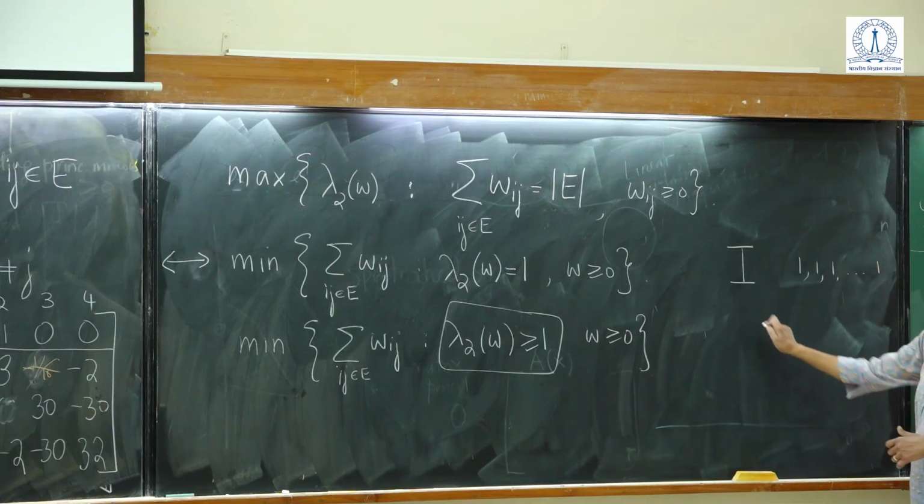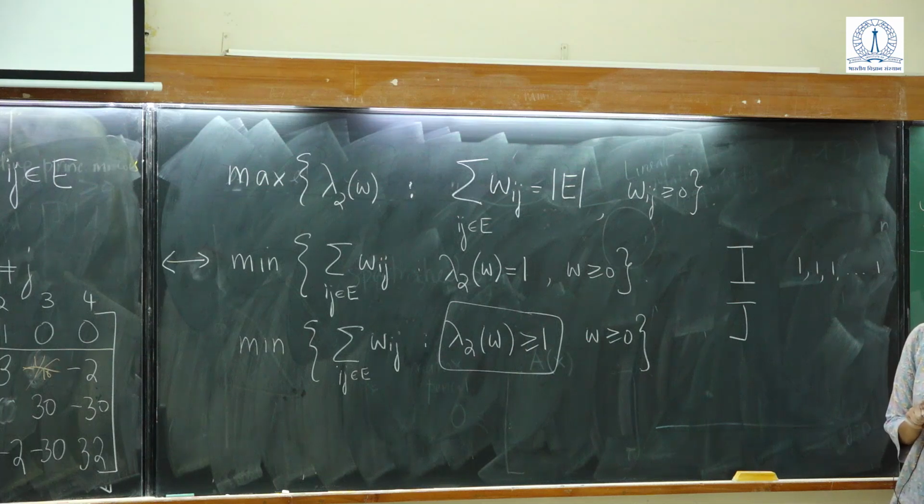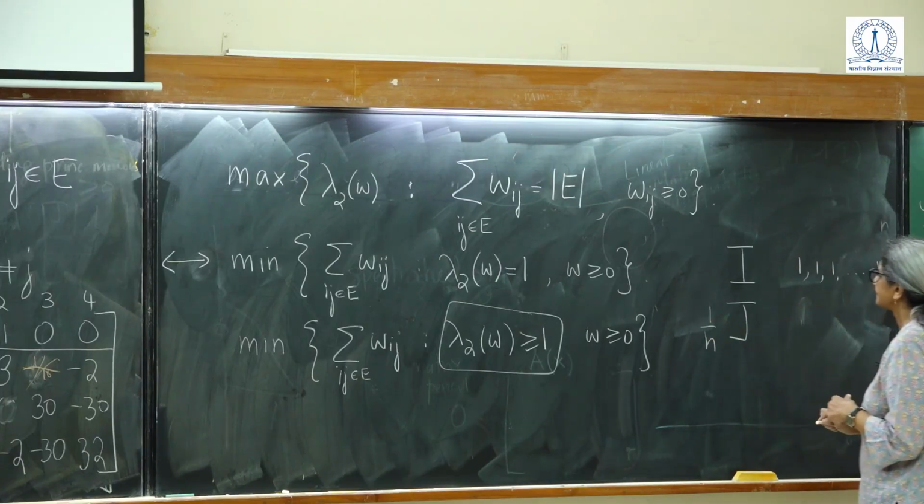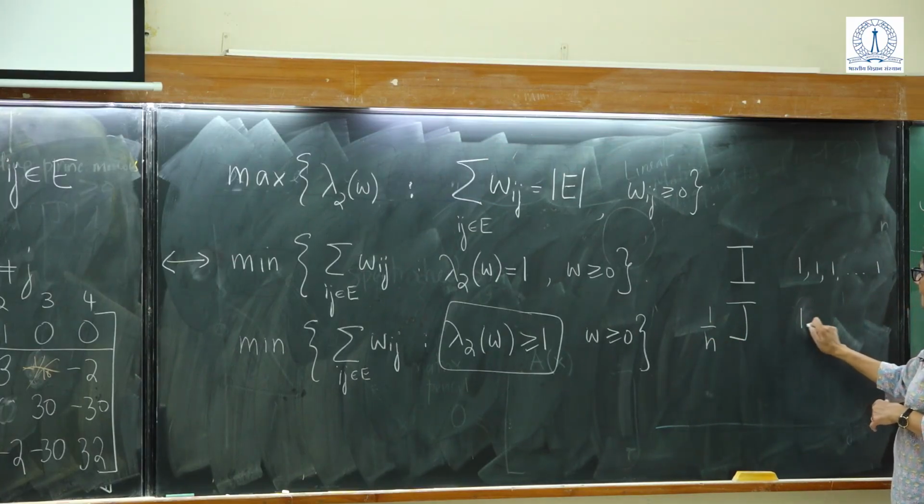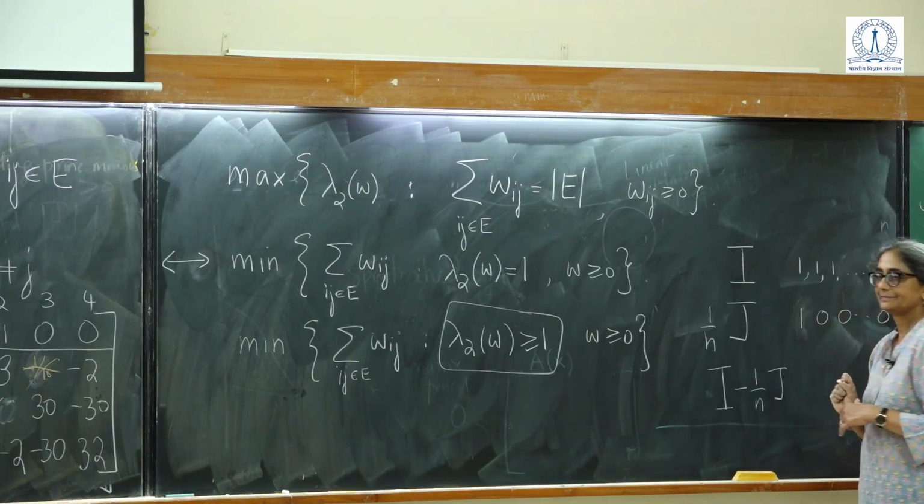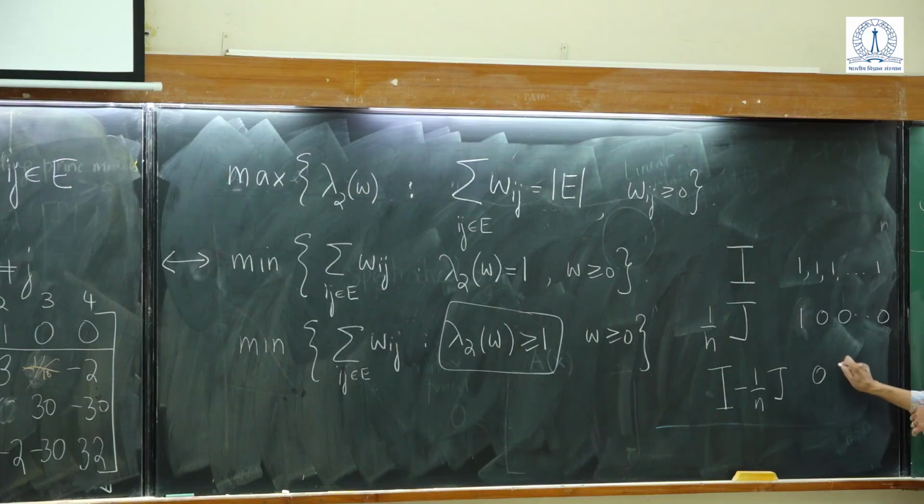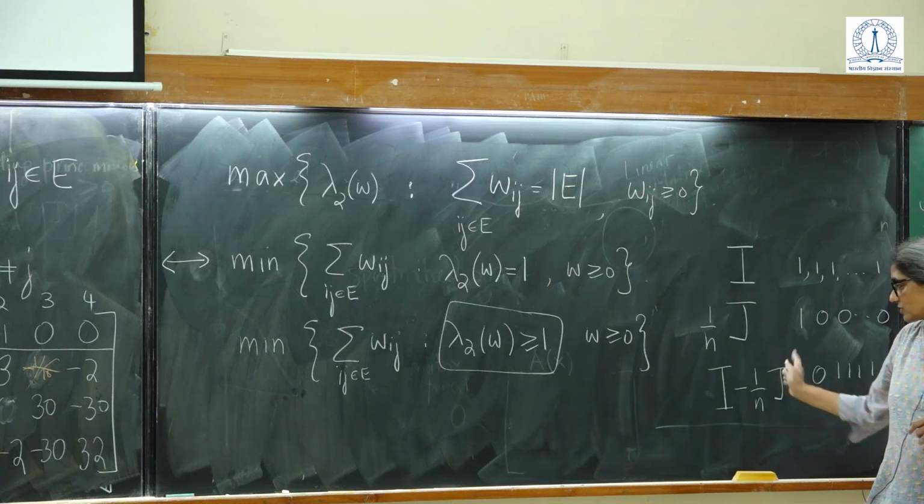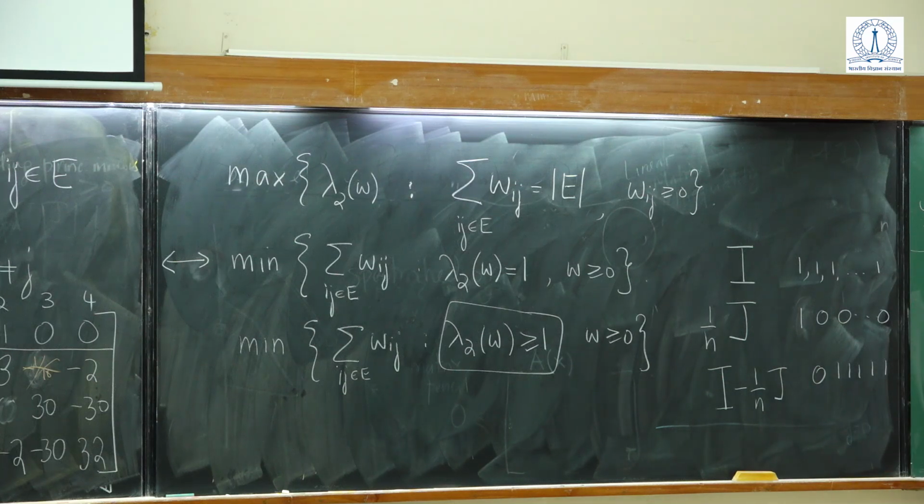Everybody okay? Eigenvalues of the all ones matrix. This is J. What is that? Yeah, so this one will be n, so let me do 1 over n J. So I have 1 and zeros. And then what happens if you do I minus 1 over n J? 0, 1, 1, 1, 1, 1. This is the smallest and these are the biggest. You can check that those are the eigenvalues. So those are the eigenvalues of I minus 1 over n J.